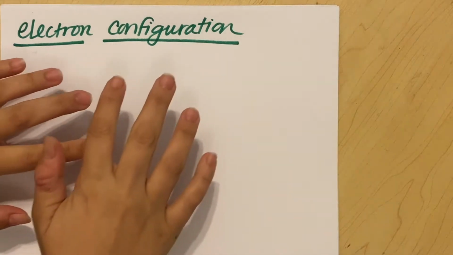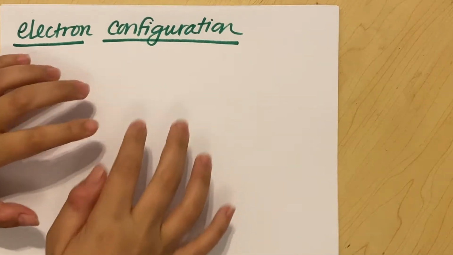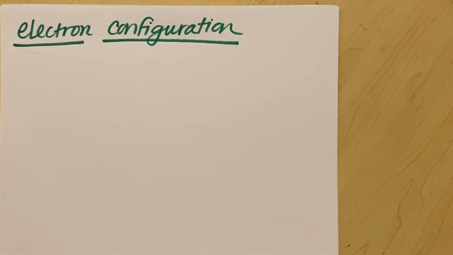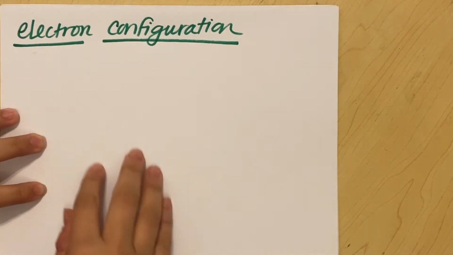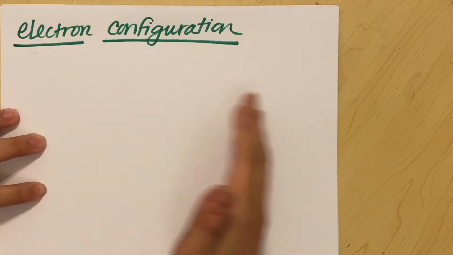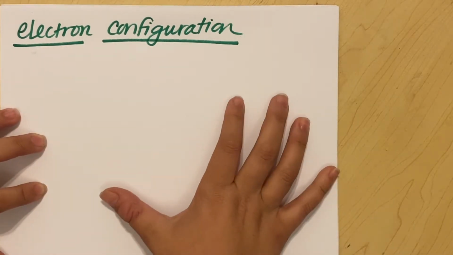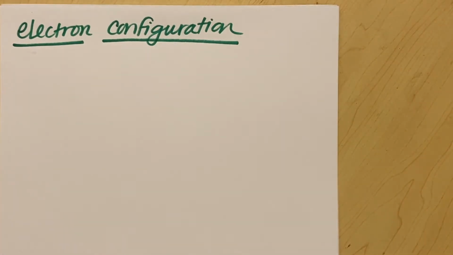All right, so we're going to be talking about electron configuration, which is by far probably the trickiest part of chapter 3, the structure of an atom. Okay, so take a deep breath and here we go.